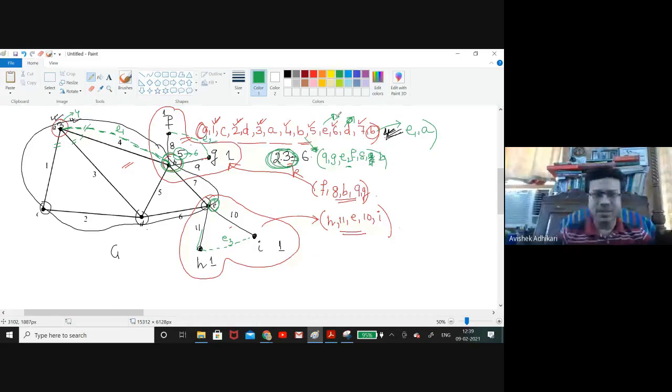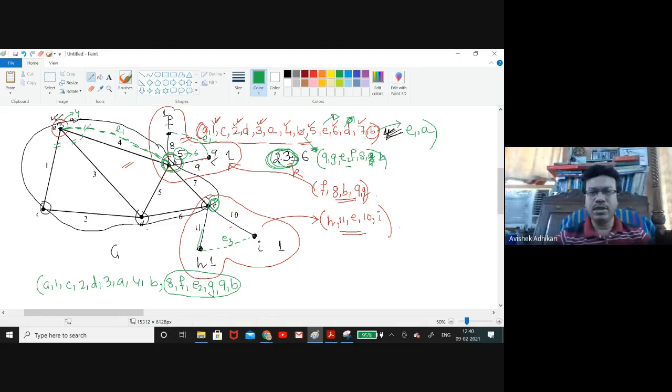So here A, 1, C, 2, D, 3, A, 4, B. Now when you come to B here, you do extra work: from B you use 8 to go to F, from F you use E2 to go to G, and from G you use 9 to go back to B. So B to B, this part is extra.